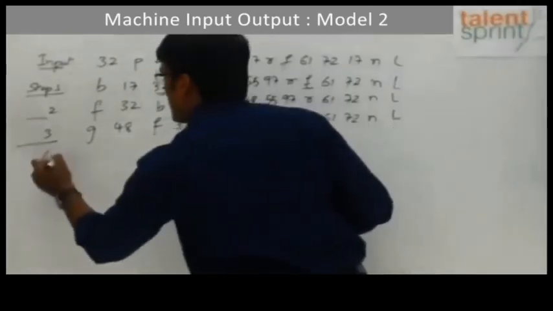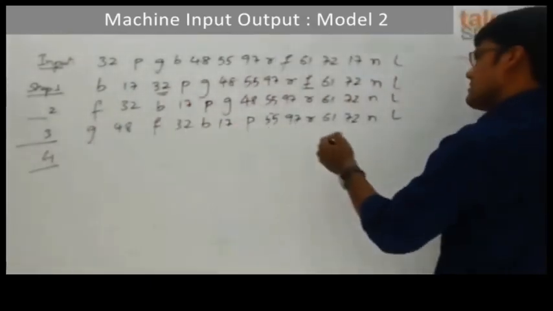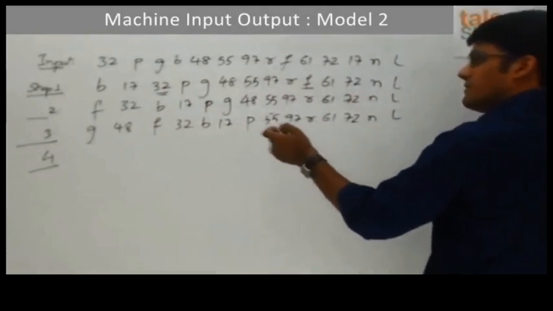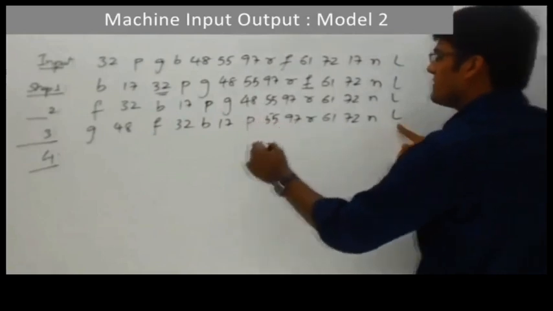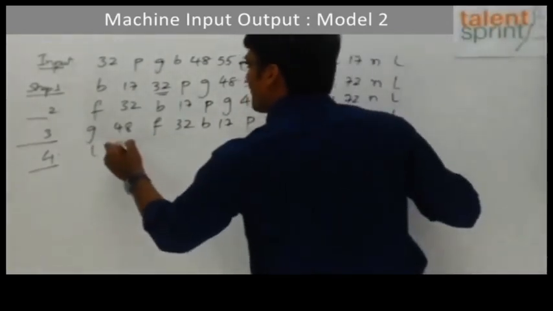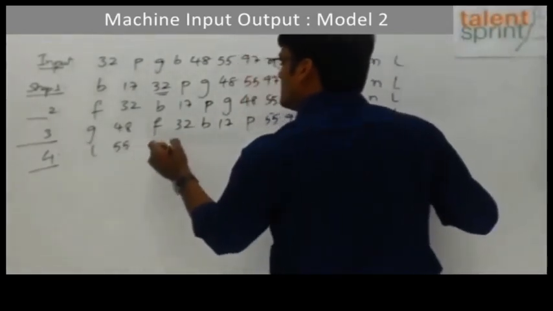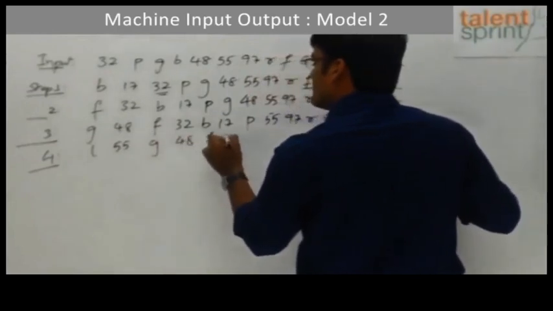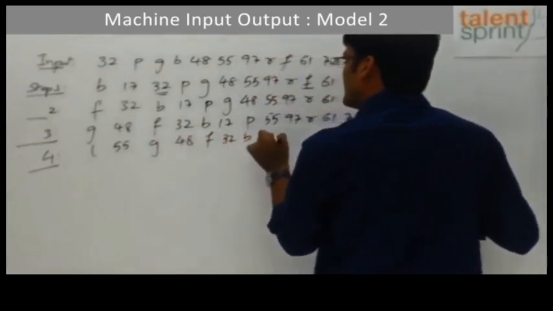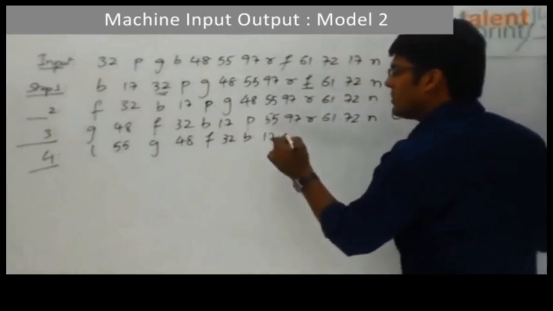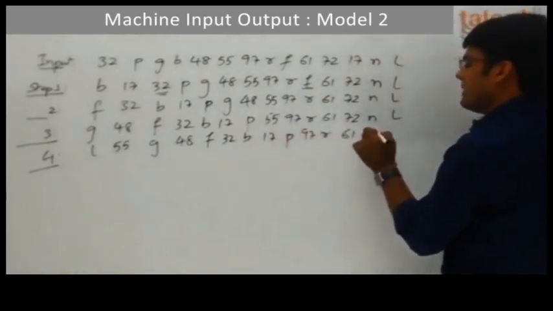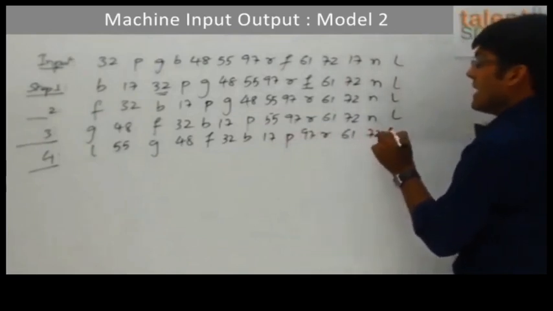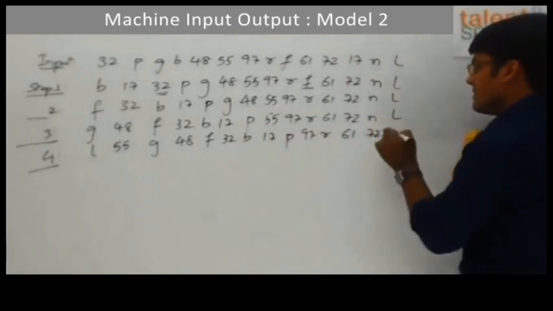What comes in step 4? What comes after G? After G, it should be, I think, J, K, L, M, right? L should come, and the number should be 55. So L and 55. Then move the remaining things. G, 48, F, 32, B, 17. L and 55 have gone there. So P, 97, R, 61, 72 and N, because L has gone there.